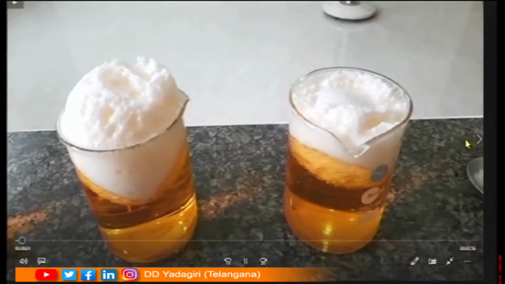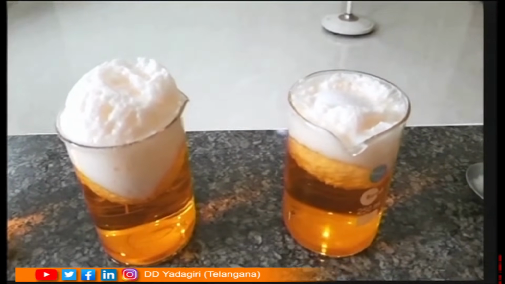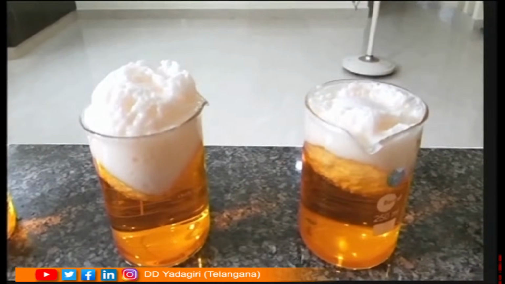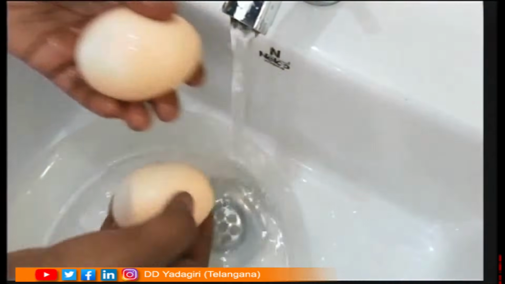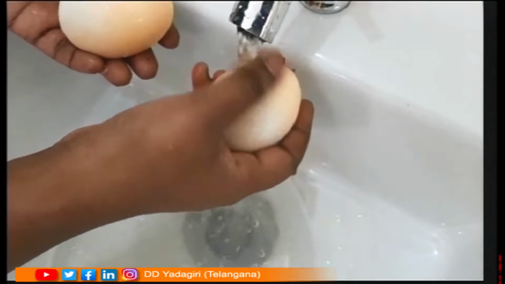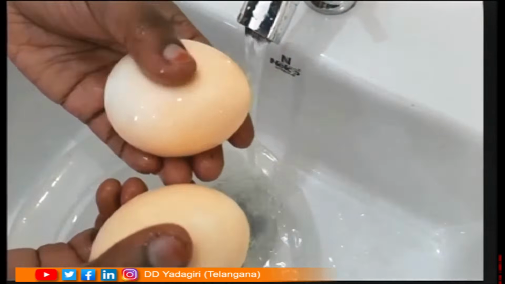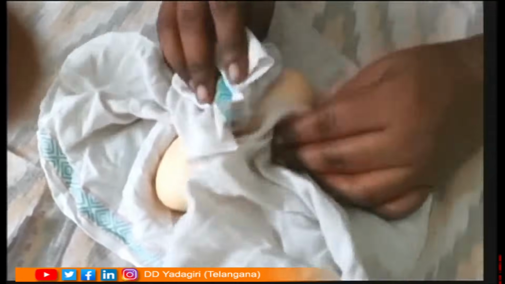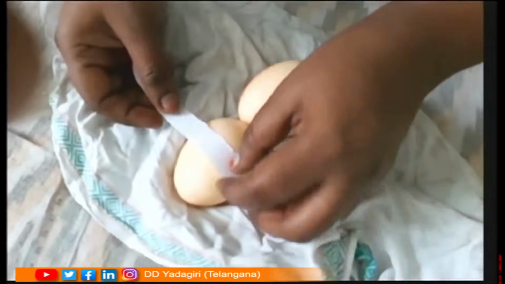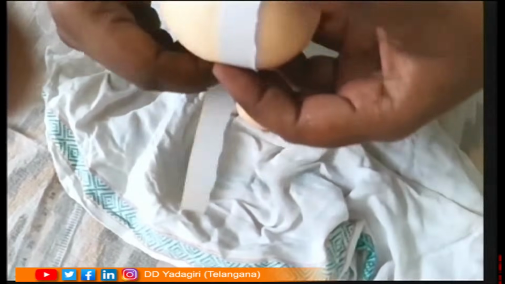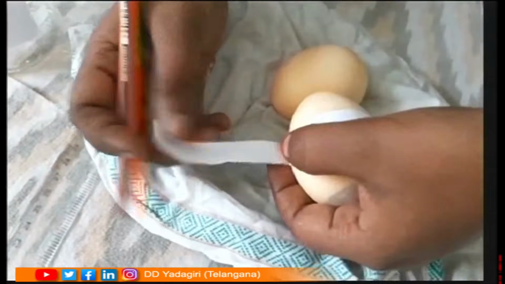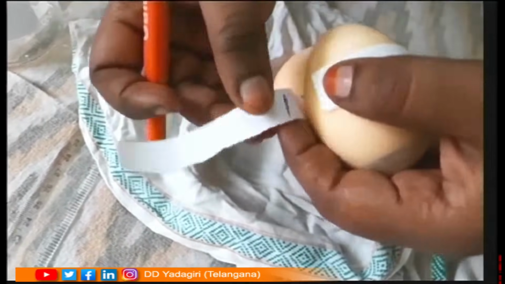Now children, I have dissolved 2 raw eggs in the cleaning acid for the experiment. Children, I have removed the deshelled eggs from the cleaning acid. You can see they are very soft. Now wipe it with cloth. Now we need to measure the circumference of the egg. Pause. Here. Okay, children.